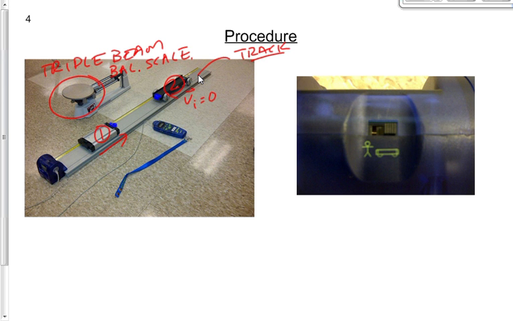Now, here's the big thing. How are we going to measure the velocities? Okay, the mass is easy. We use a triple beam balance scale. But to get momentum, we need velocities. To get velocities, we're going to use what's called a motion sensor.